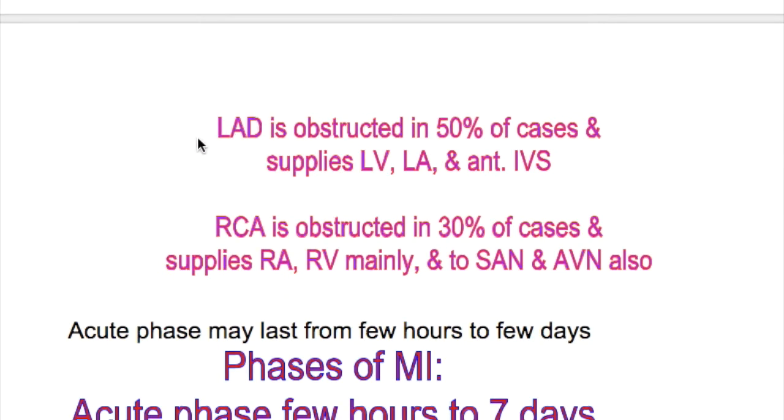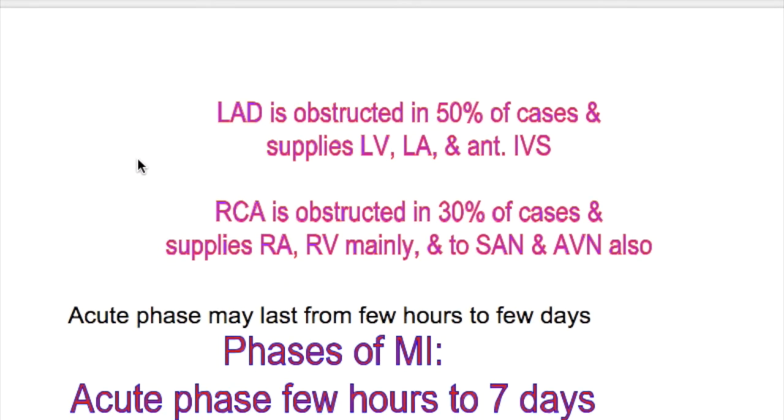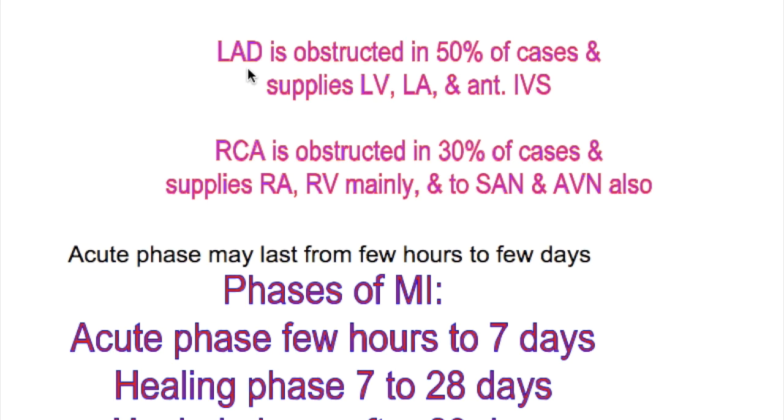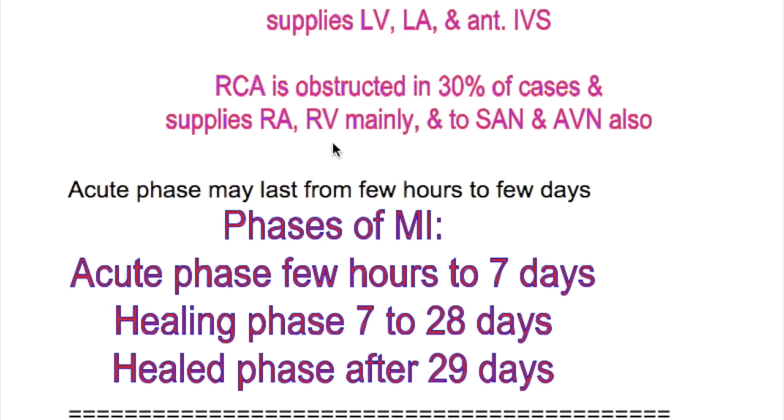So which artery is occluded most in myocardial infarction? Left anterior descending branch is obstructed in 50% of cases, and it supplies the left ventricle, left atrium, and anterior interventricular septum. Right coronary artery is obstructed in 30% of cases and supplies the right atrium, right ventricle mainly, and also the SA node and AV node.